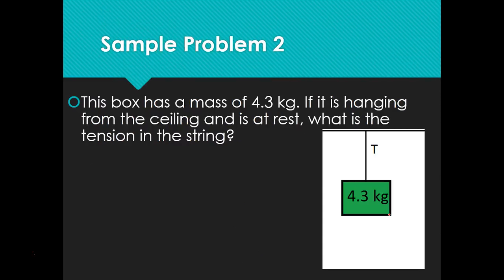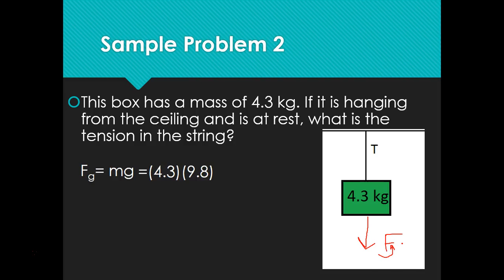Sample problem 2 is another pretty simple one. This box has a mass of 4.3 kilograms. If it is hanging from the ceiling and is at rest, what is the tension in the string? Basically for this one, we're doing the opposite of what we did for the last one. We know that the weight is equal to mg, and Fg is pulling down and the tension is pulling up, and since the box is at rest, again, the tension will have to be equal to the force of gravity.